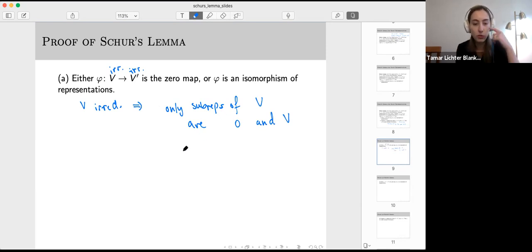So the trick with the proof of Schur's lemma is you notice that the kernel of phi, because it's a linear map, you can think about the kernel. It's a subspace, certainly of V, but it's actually a subrepresentation.